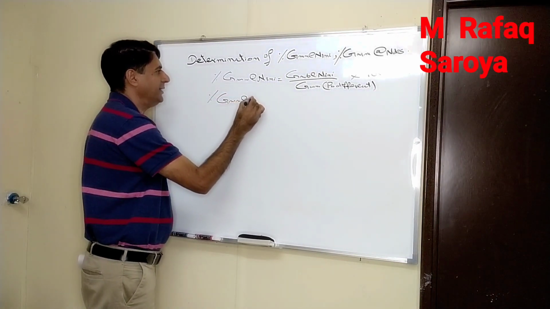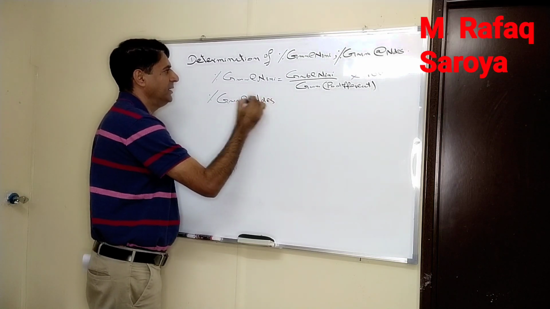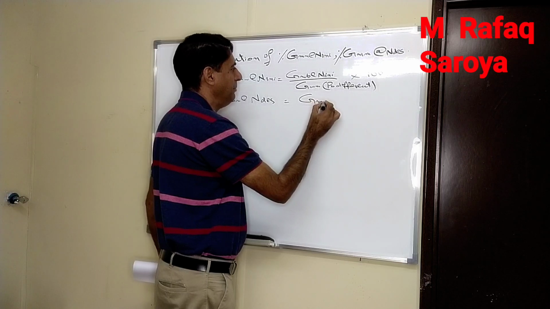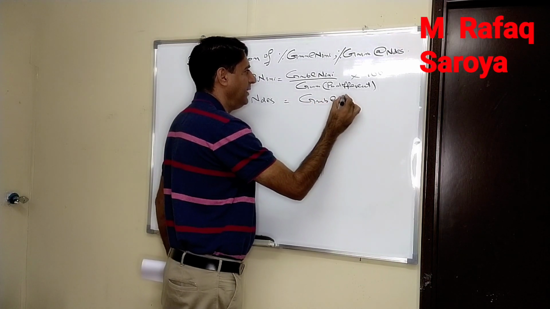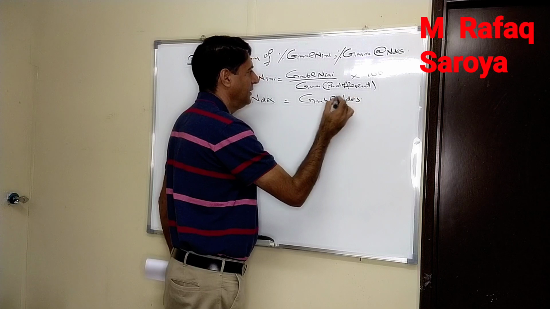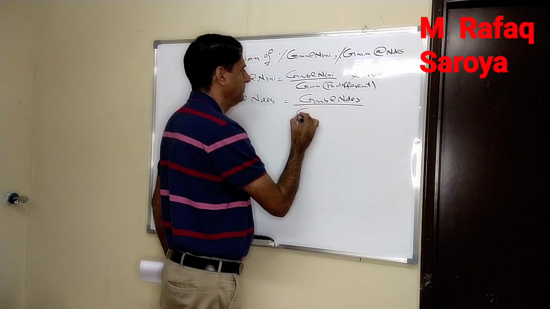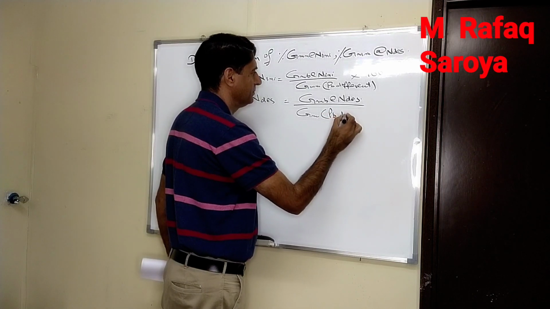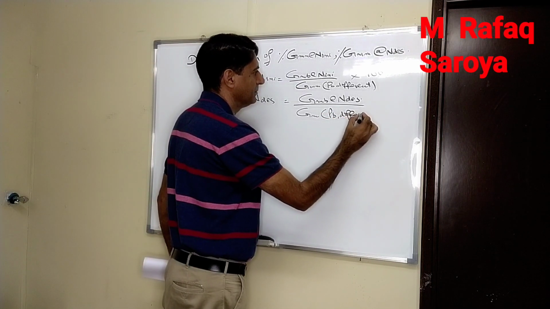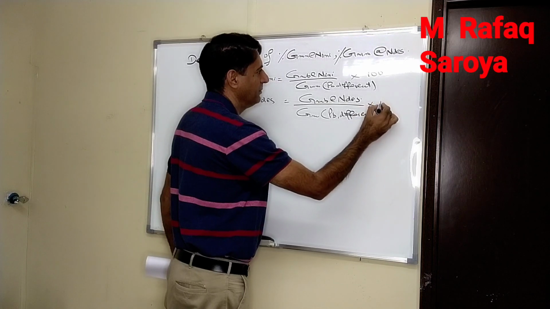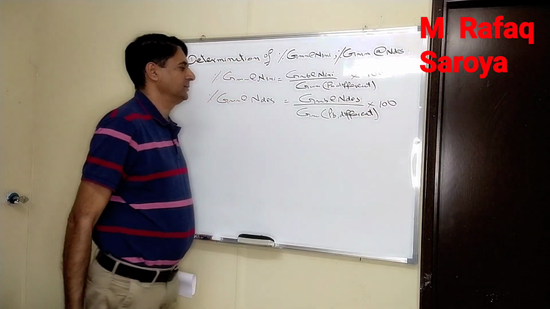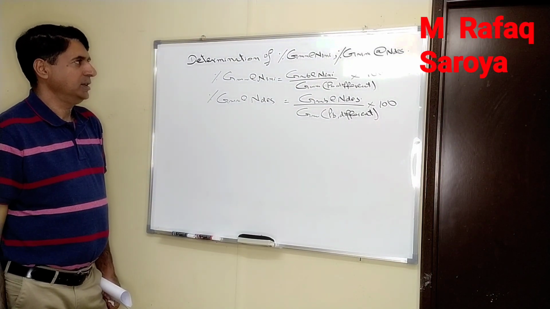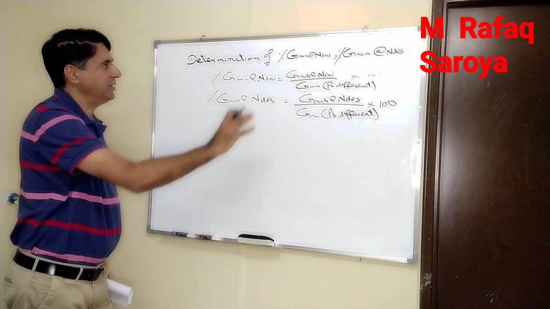Gmm at N design can be found when we use this equation: Gmb at N design divided by Gmm at different binder percentages, times 100. So these are the two equations which we will use for the determination.